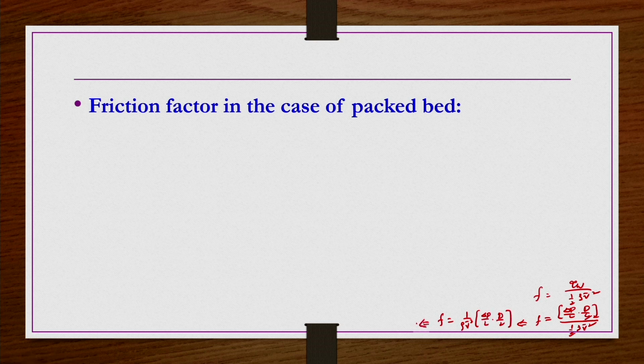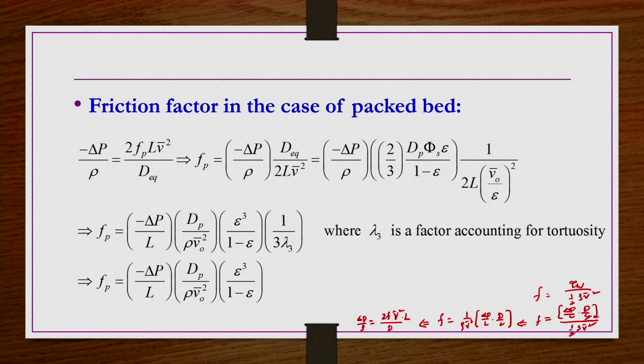Further, if you keep delta p by rho on one side, then 2 f v bar square divided by d, and then multiplied by L. So, that is what you get: delta p by rho is equal to 2 f L v bar square by d. So, here delta p by rho is equal to 2 f L v bar square by d.